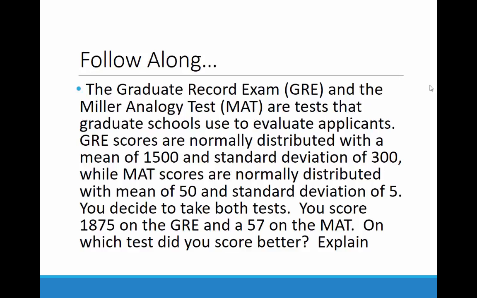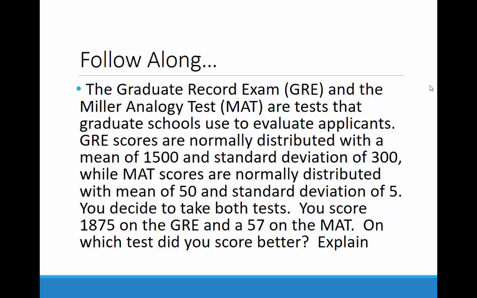Standardized scores, or z-scores, are typically used to compare different quantities. Notice the scale or the scoring range for the GRE and MAT are different, so they are not easily compared. By first standardizing these scores, we can then make a legitimate comparison. The GRE and the MAT are tests that graduate schools use to evaluate applicants. GRE scores are normally distributed with a mean of 1,500 and a standard deviation of 300, while the MAT scores are normally distributed with a mean of 50 and a standard deviation of 5.